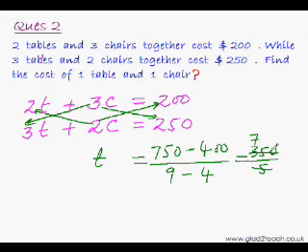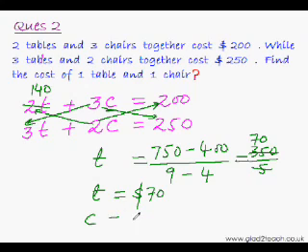5 7 times is 35 and 0 times is 0. So that means the cost of the table is $70. Now find the cost of one chair as well. Put this value of T in this equation. 2 times 70 is 140. So 3C equal to 200 minus 140. 200 minus 140 would be 60, and 60 divided by 3 is 20. So the cost of a chair is $20. See, so easily we have solved the question.